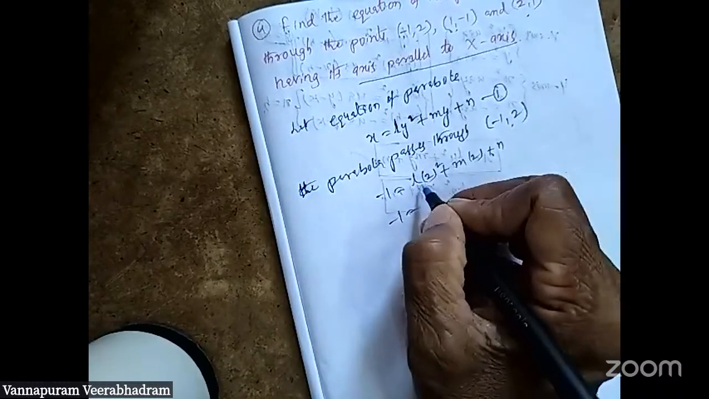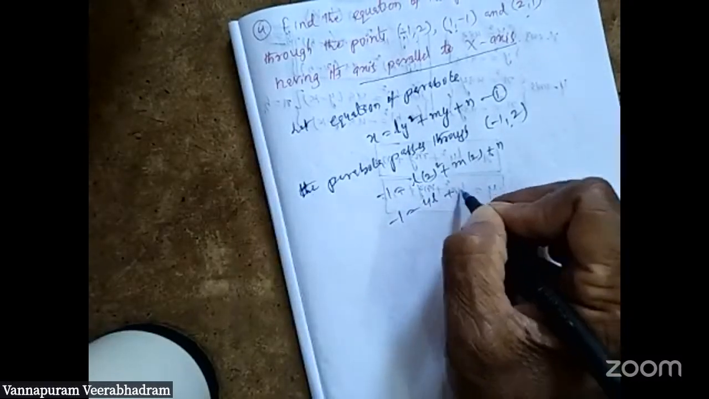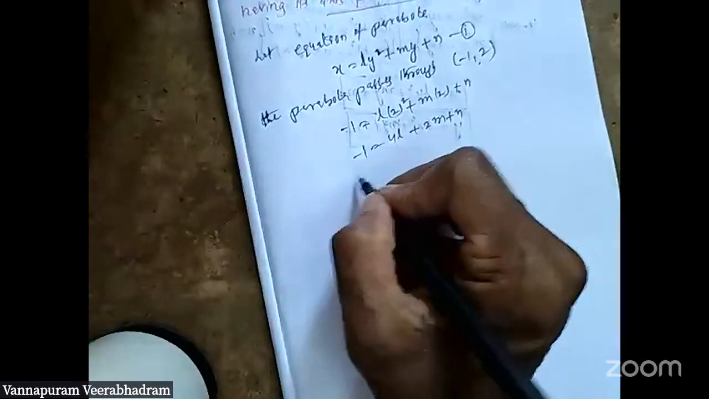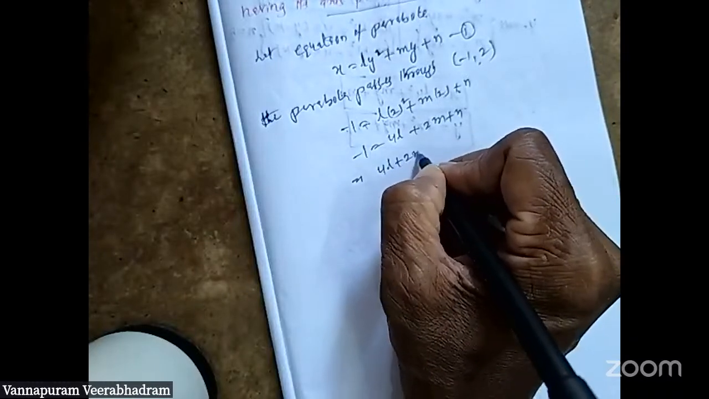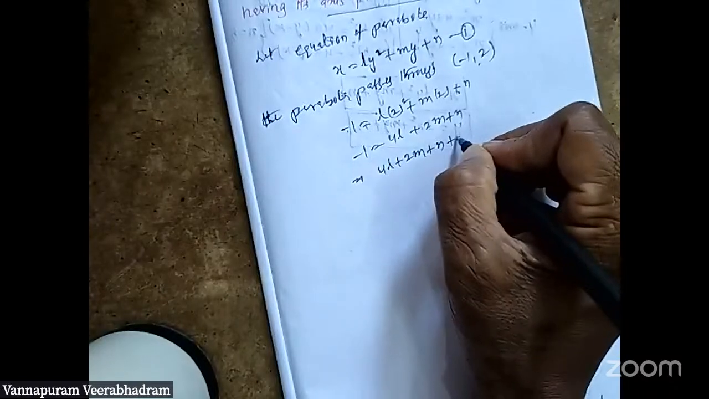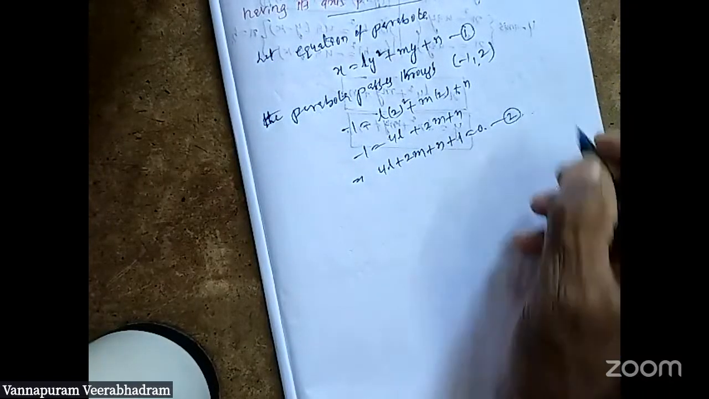Minus 1 is equal to 4L plus 2M plus n. Now simplifying, this can be written as 4L plus 2M plus n. So minus 1 will take that side, plus 1 will complete, which is equal to 0. Now take it as equation 2.